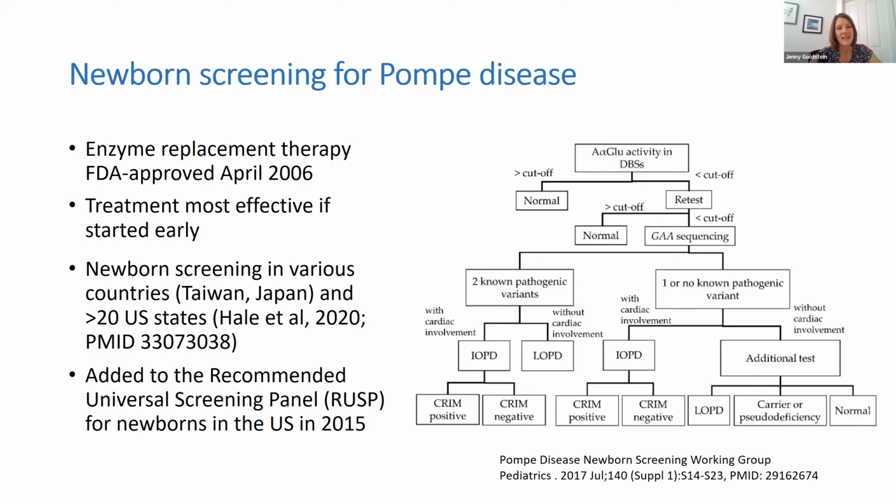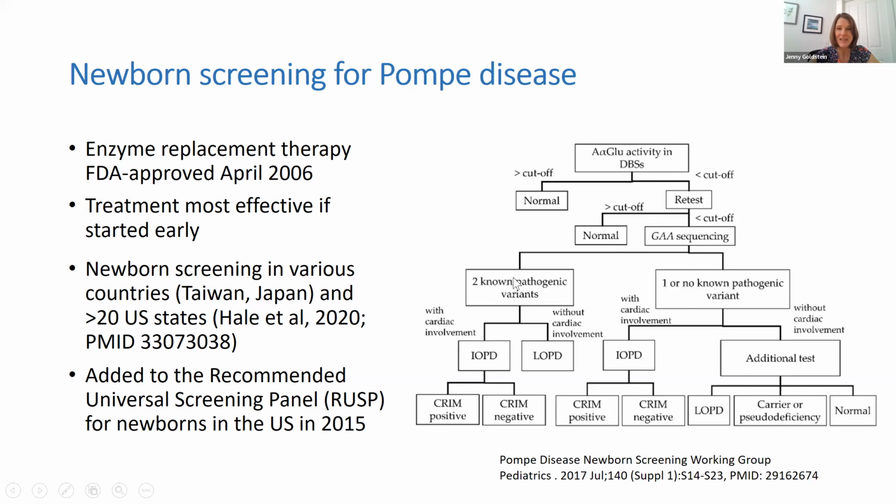So newborn screening occurs in various countries, including Taiwan and Japan, and also in over 20 US states. It was added to the RUSP in the US in 2015. So I'm showing here on the right an algorithm for newborn screening. So basically starting with looking at the enzyme activity in blood spots, sequencing the gene.